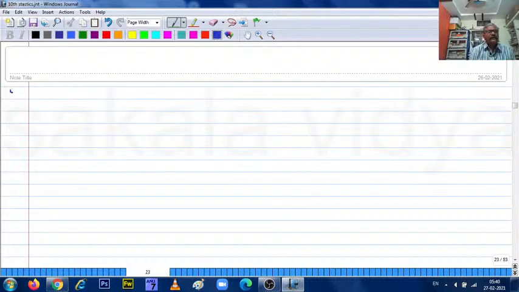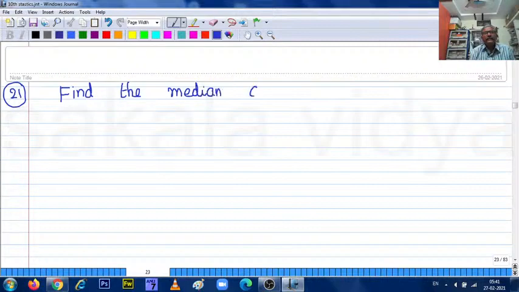So 21st problem. Find the median of the factors of 10. So you may be asked in the examination to find the mean of the factors of 10, the mode of the factors of 10, or the median of the factors of 10. Now the problem is related to the median.